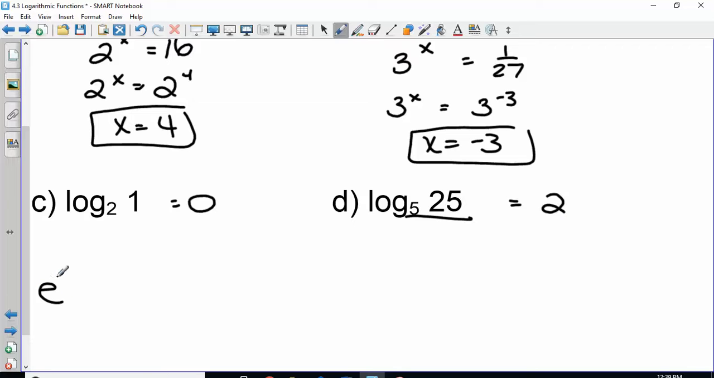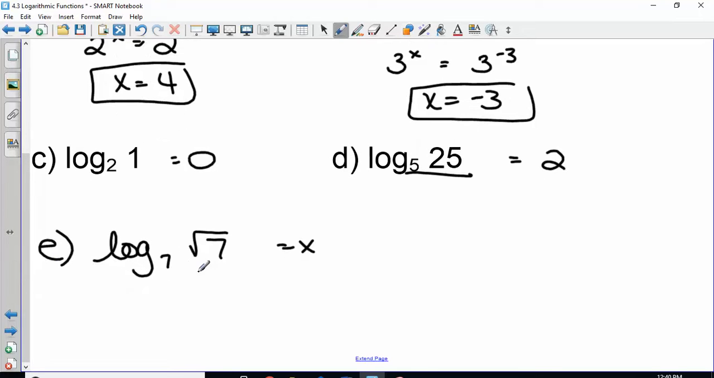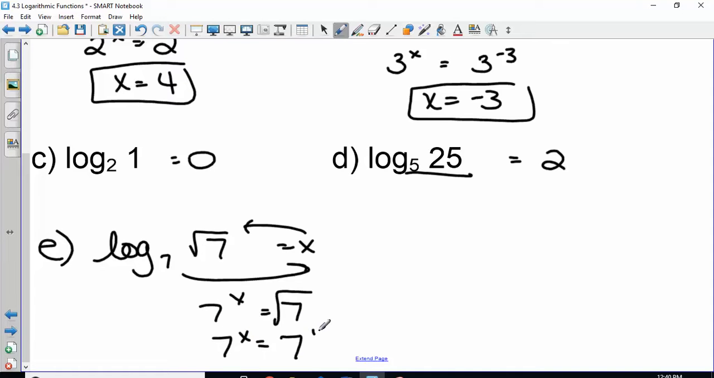What if I said log base 7 of the square root of 7? It's like saying 7 to what power equals the square root of 7, and that is 1/2. If you didn't recognize that, anytime you get stuck, you can always do the definition. But we talked about before how a square root is just like a 1/2 power.